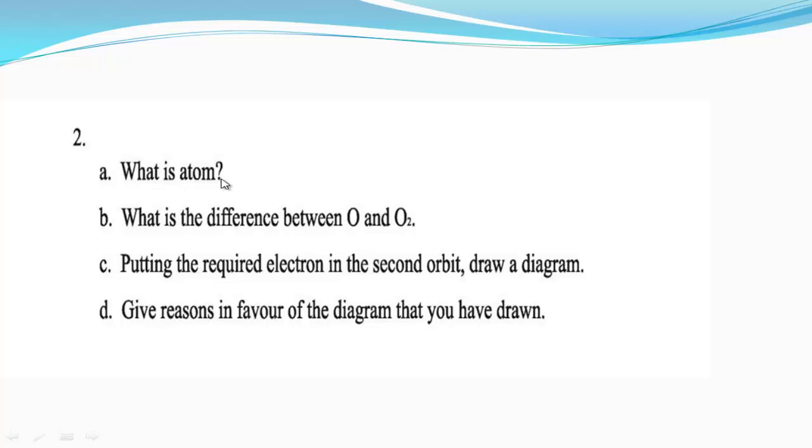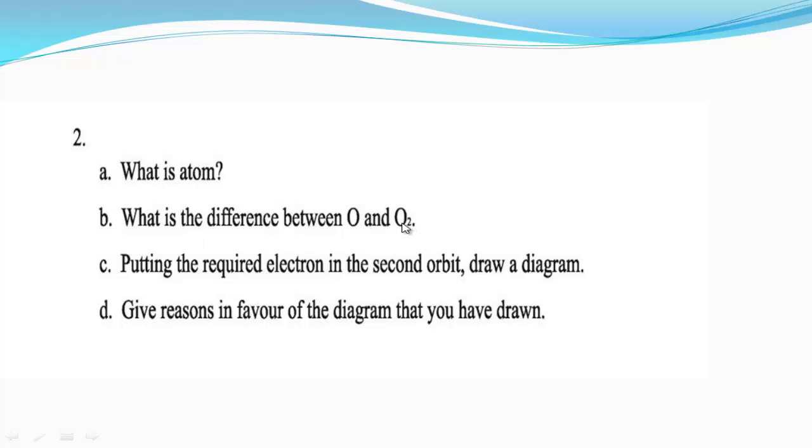Now follow the questions. What is an atom? You know, the smallest particle of an element is called an atom. What is the difference between O and O2? This is a very important question. This O means only one atom of oxygen. This is the atomic state of oxygen. But O2 means 2 atoms of oxygen which combine together to form a molecule. So this is the molecular state of oxygen.